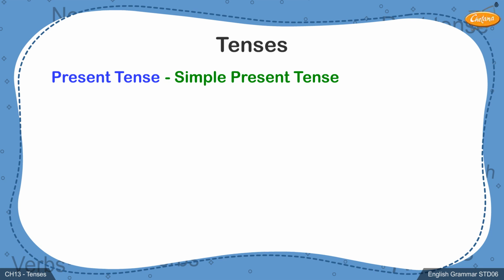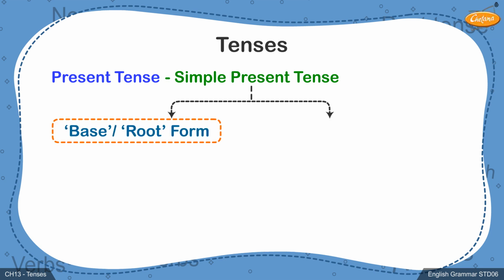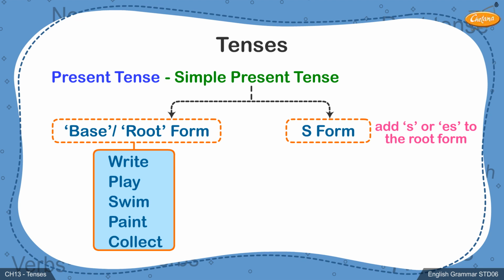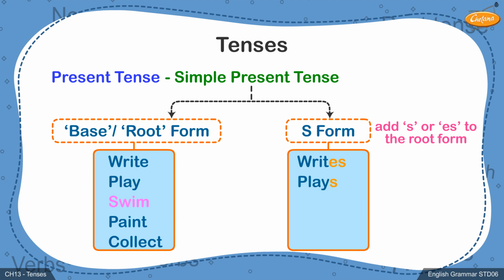Simple present tense verbs are either in root form or S form. Verbs like write, play, swim, paint, collect, etc. are in root or base form, whereas when we add an S or ES to such verbs, they become S form verbs. Write, writes, play, plays, swim, swims, paint, paints, collect, collects.